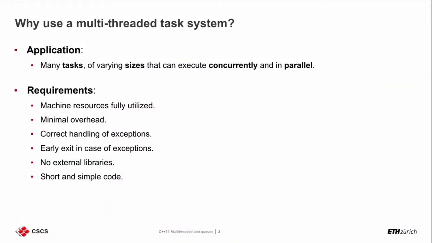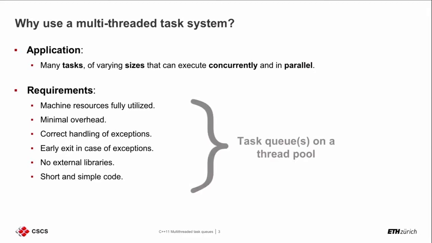Also, we want to handle exceptions correctly, like I mentioned, and exit early if we have an exception. We don't want to execute tasks if we know that one of them already does something wrong. And also, we don't want to use any external libraries, and we want to keep the code short and simple because we have to maintain it at the end of the day. So we decided to build a tasking system, which consists of a task queue or multiple queues running on a thread pool.